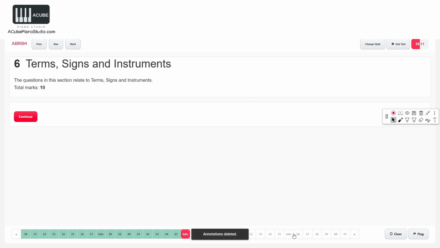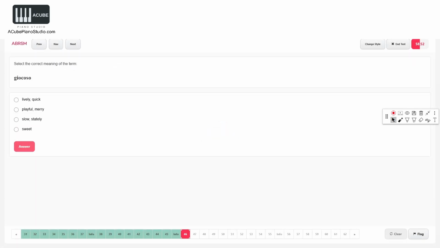Okay, now that we have completed the section on chords, let's move on to terms, signs, and instruments. This section is easy to score the 10 marks if you memorize. It's a lot of memory work. But if you play the pieces often and try to take note of the terms when you're using them, it will come naturally. So this first one, basically just memorize. Giocoso means playful and merry. Next, tempo rubato, this one with some freedom of time. Next, amabile, that means amiable, so it means pleasant.